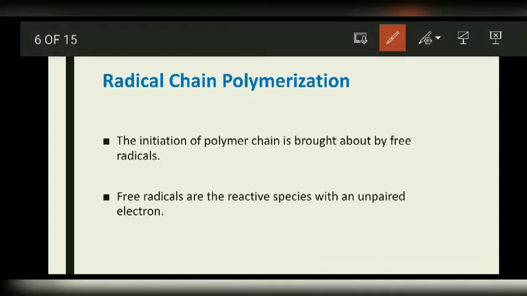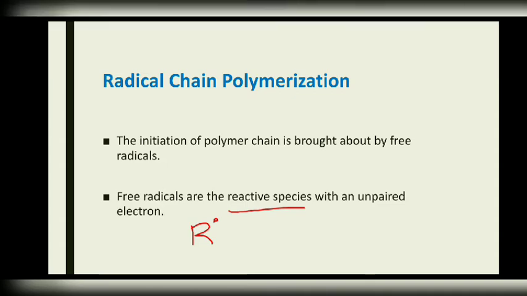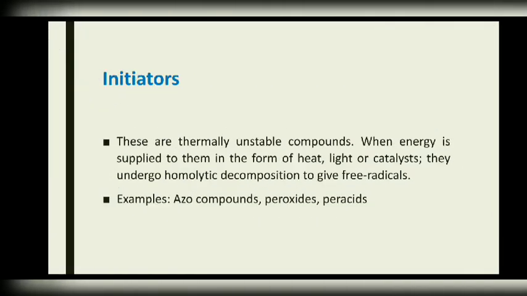What are these free radicals? Free radicals are reactive species with an unpaired electron. Due to the presence of an unpaired electron, these are highly reactive, and they always want to pair up with another electron in order to attain stability, and it is represented as R dot. So this dot represents the unpaired electron, right?